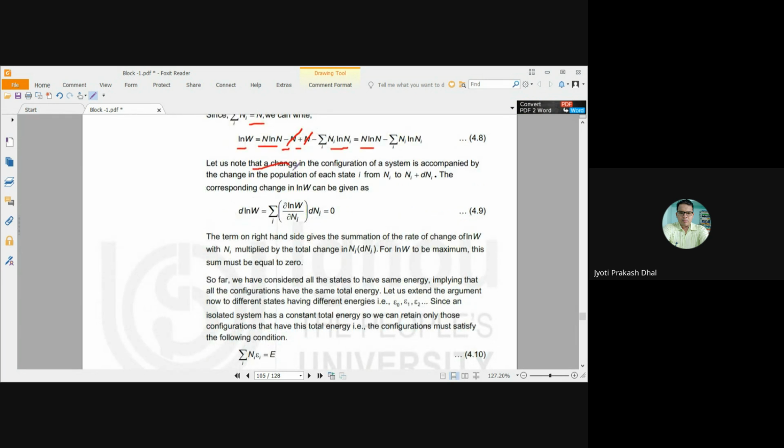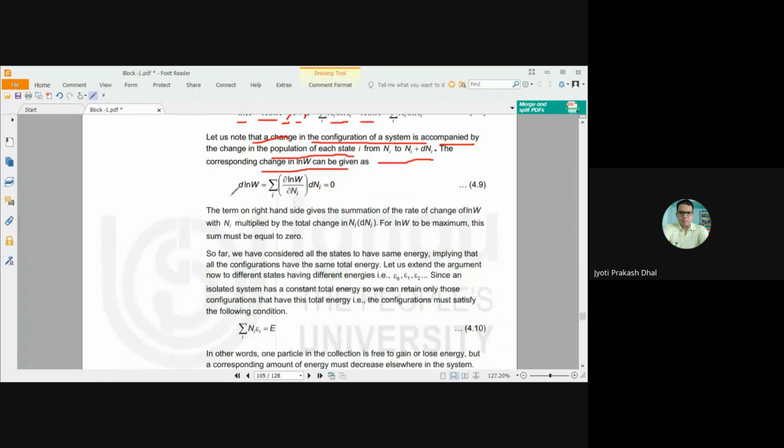Now let us note that a change in the configuration of the system is accompanied by a change in population of each of the states i from ni to ni plus dni. So the corresponding change in ln W, if we take the derivative d ln W, that will become 0. The term on the right hand side gives the summation of the rate of change of ln W with ni multiplied by the change dni. For ln W to be maximum, this sum must be equal to 0.